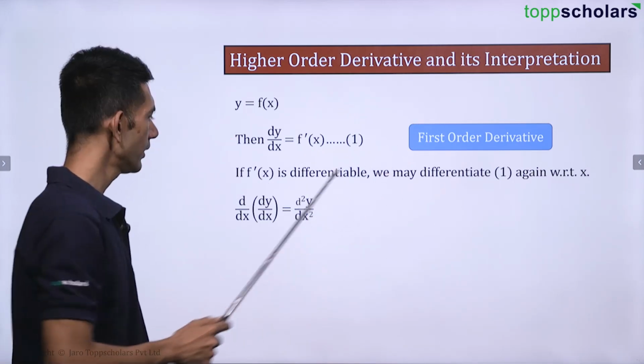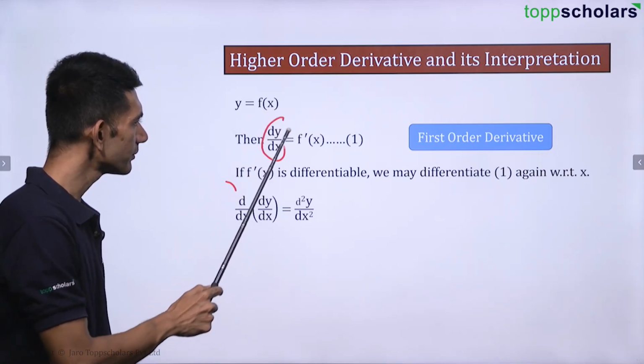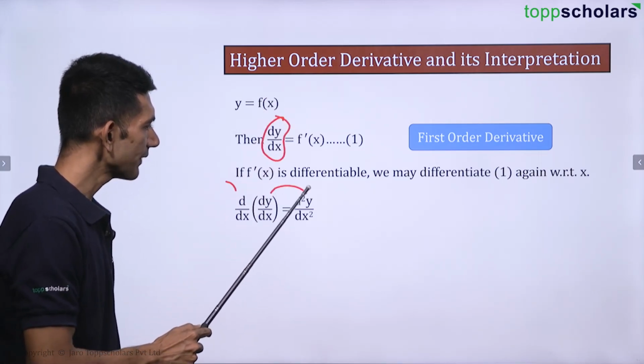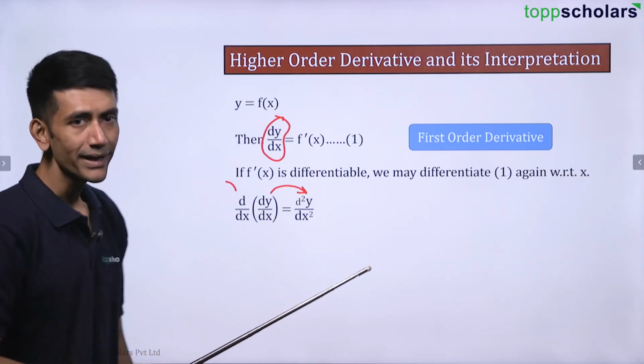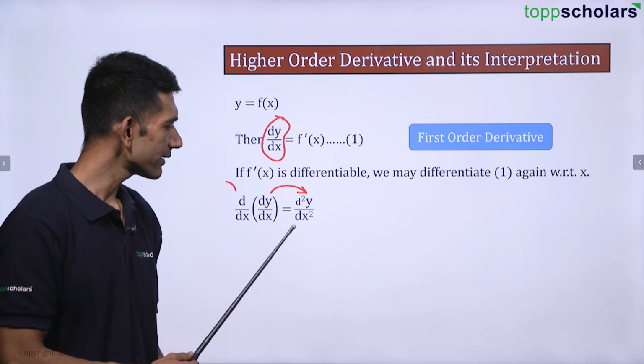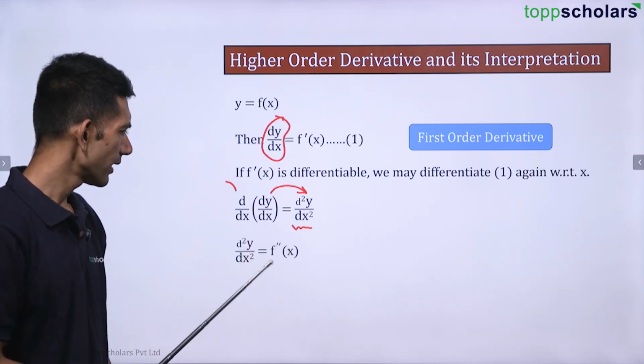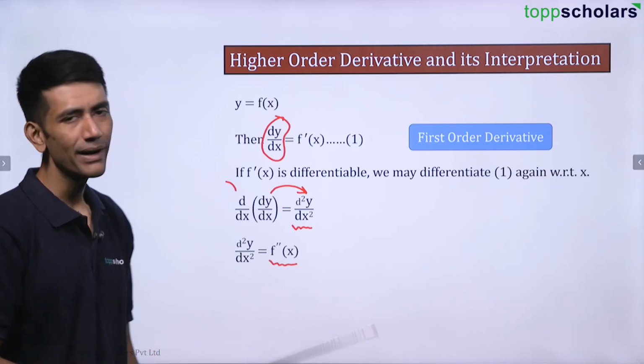And how do we write it down? We write it down like this: d by dx of dy by dx. And this is nothing but d2y by dx square. That is the second order derivative. So d2y by dx square is nothing but you have taken the derivative 2 times. Simple. And it is also written as f double dash x.